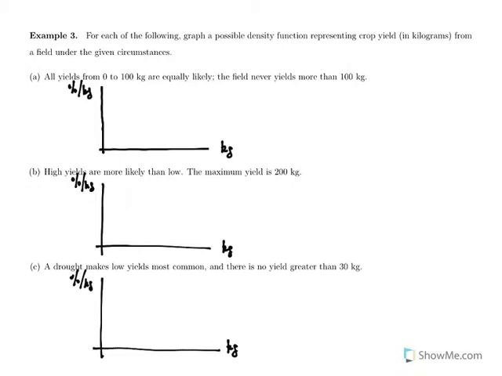First one says, all yields from 0 to 100 kilograms are equally likely, and the field never yields more than 100 kilograms. So first of all, we know that it's never going to be more than 100. So if we're past 100 or lower than 0, as we can't have a negative yield, we will have a 0 function. But if all yields from 0 to 100 are equally likely, then that means that the area is going to be the same no matter what I talk about, which means this has to be a straight line.